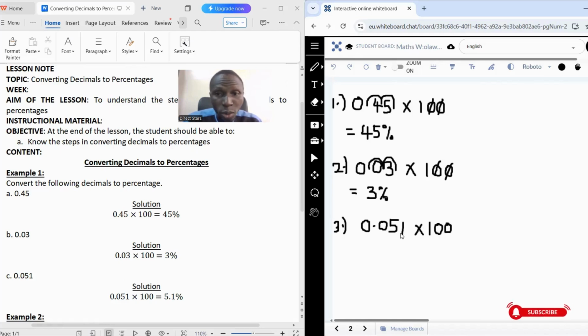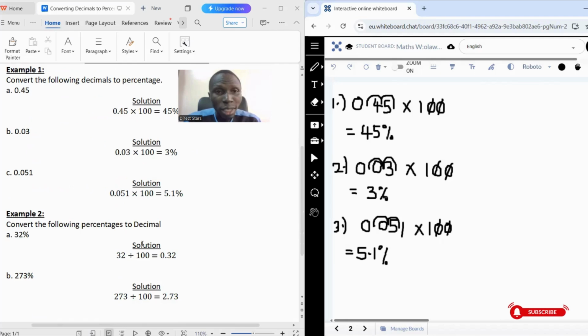So we're going to move the point with the number of zeros that we have in 100, which is 2. So we're going to move it twice. 1, 2. So we have 5.1. We're going to cancel these zeros. So we're going to have 5.1%. So converting 0.051 to a percentage, we're going to have 5.1%.